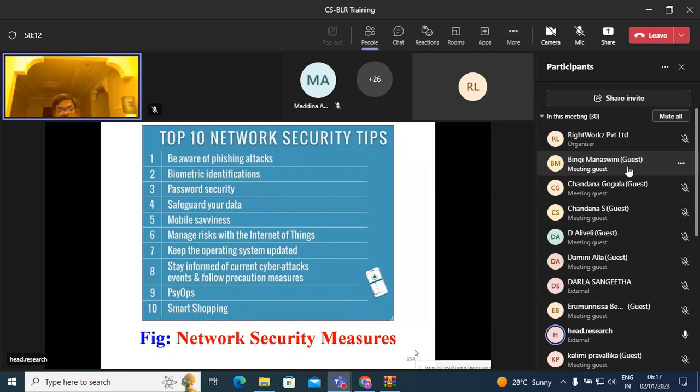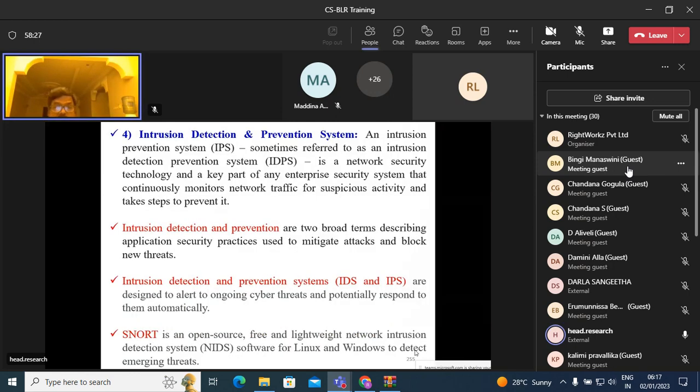Sometimes IP spoofing websites are diverting your website and they are taking your username and password of your network, your credit card information. Then the fourth one is intrusion detection and prevention system.